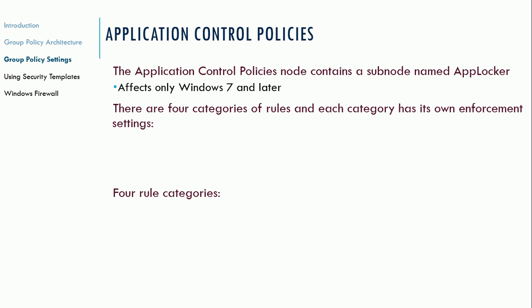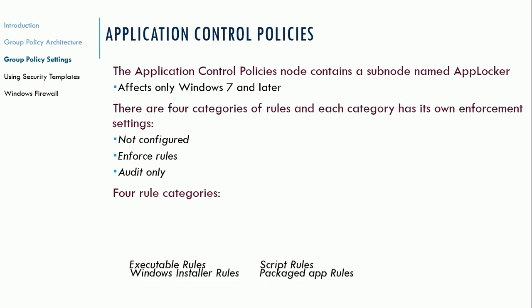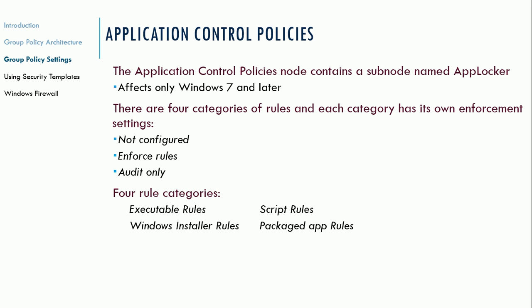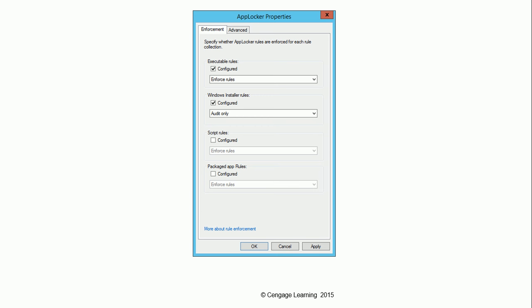Then there's AppLocker. This was added for Windows 7 and Server 2008. AppLocker gives you some additional control over how applications are run, or whether or not they can be run. It gives you some additional filtering above and beyond what we discussed previously. There are four categories: executable rules, Windows Installer rules, script rules, and packaged application rules.